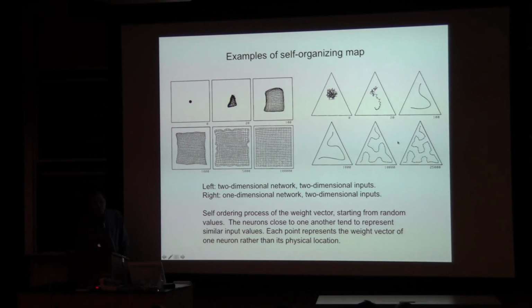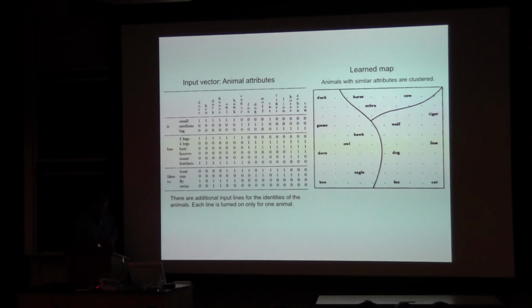It's one dimension, there's no way you can fill a two dimensional space. But it tries to preserve some topology by trying to fill the space. You can do things that are more complex. This example.